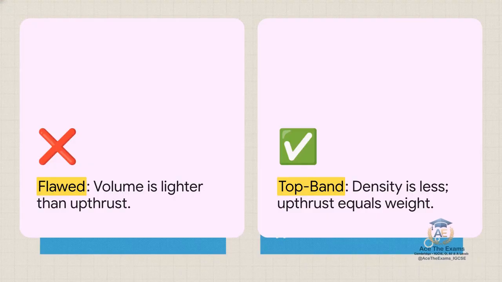Let's contrast that flawed reasoning directly with the top band examiner correction. The flawed answer says, volume is lighter than upthrust. But in stark contrast, the top band response states, object density is less than fluid density. Upthrust equals weight. Just look at the precision there. It correctly uses density to explain the potential for floating, and it perfectly utilizes cause and effect by stating that at equilibrium, the upthrust force equals the object's weight. That is the exact scientific reasoning the mark scheme demands from you.